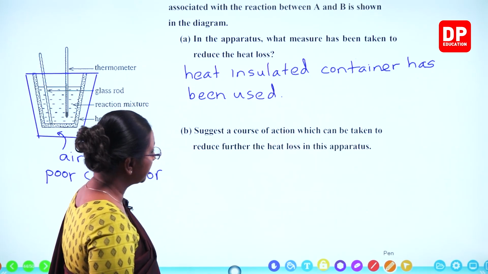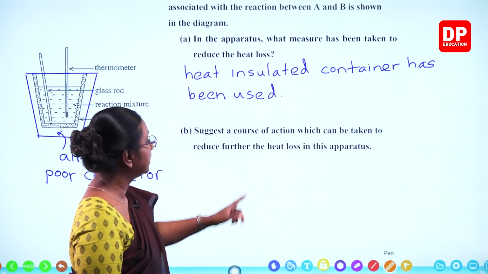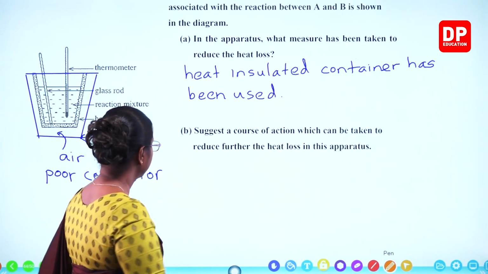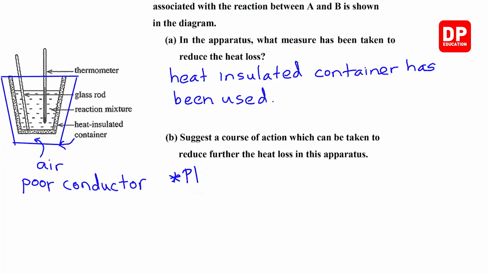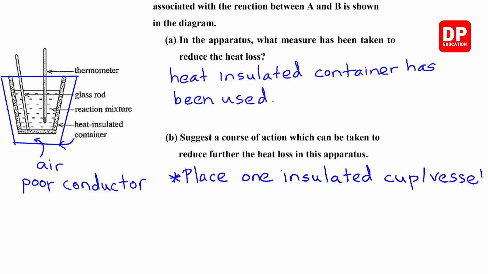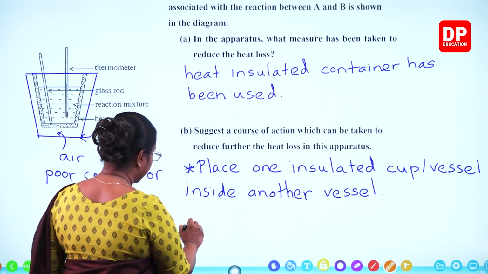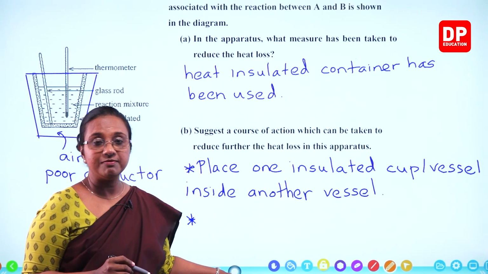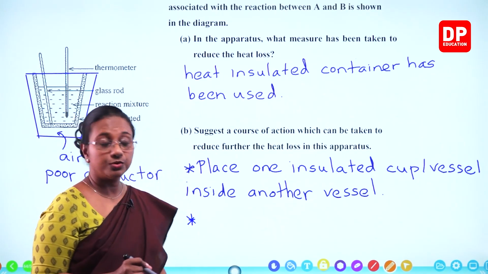Suggest a course of action which can be taken to reduce further the heat loss in this apparatus. So you can say, place one insulated cup or vessel inside another vessel. That is one method. Another method we can write. Now here also I am writing all the possible ones. You need to write only one course of action.